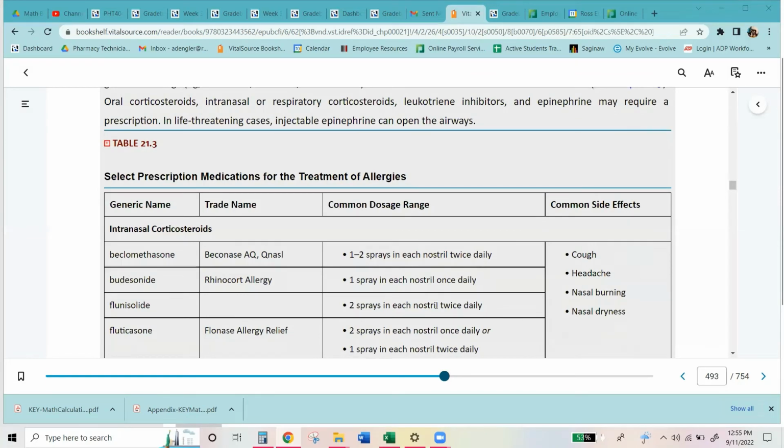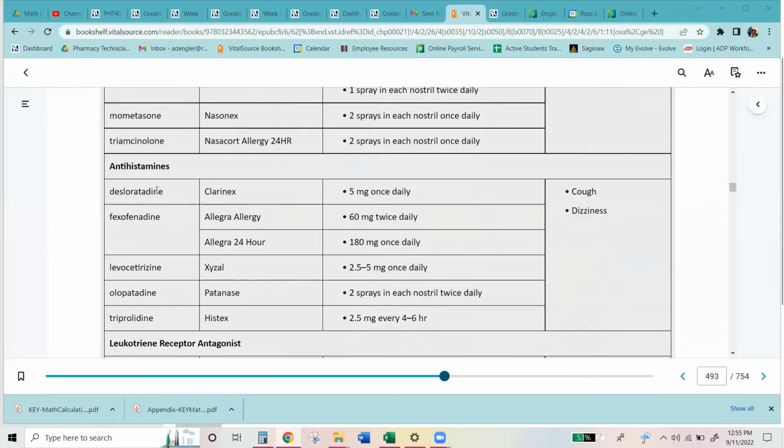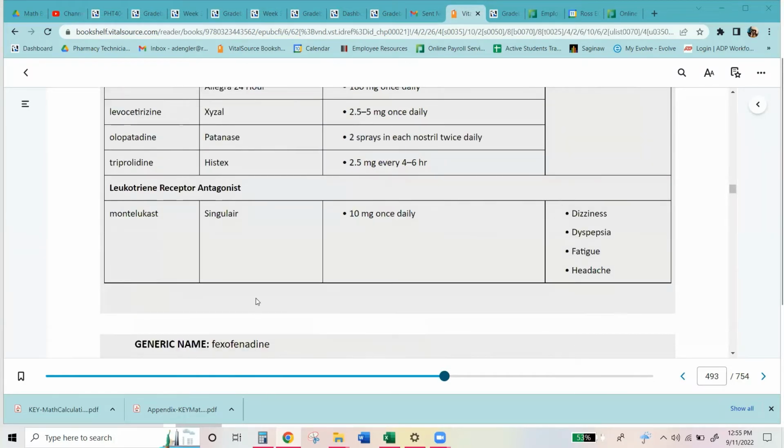And we have select prescription medications for the treatment of allergies. So we have quite a few. Most of these are over the counter now. Pretty sure Rhinocort is, Flonase is, Nasacort is. Antihistamines are over the counter, most of these: Allegra, Xyzal. And we have our leukotriene receptor antagonist, Singulair.